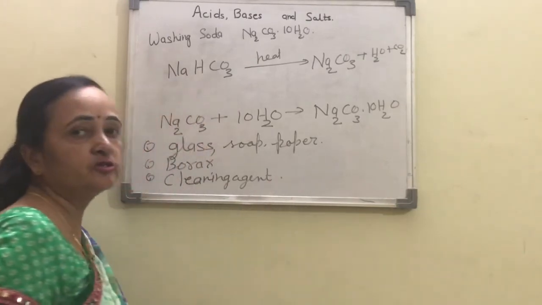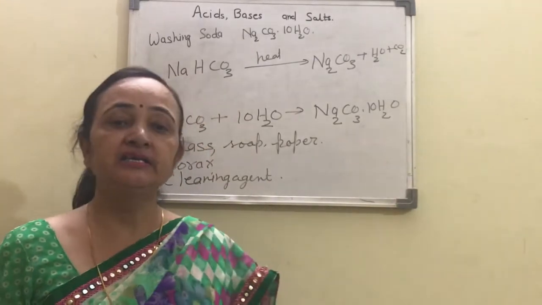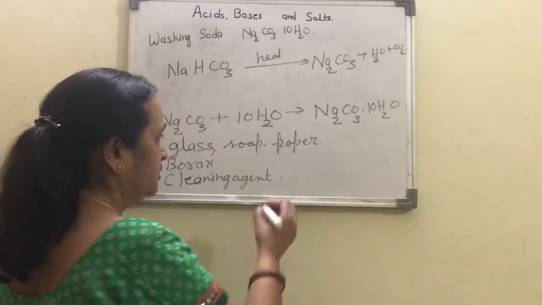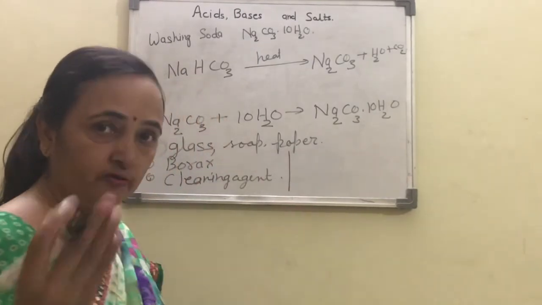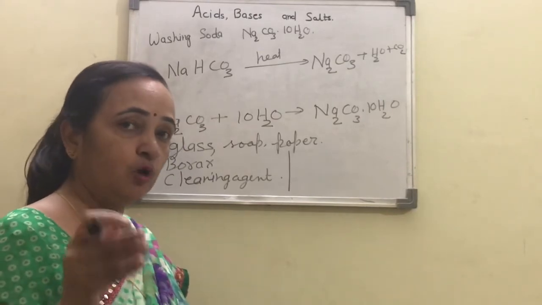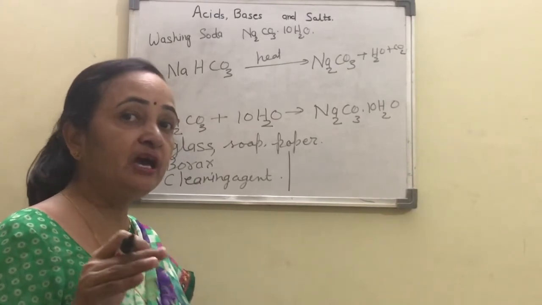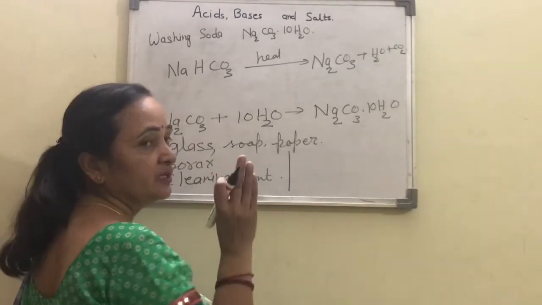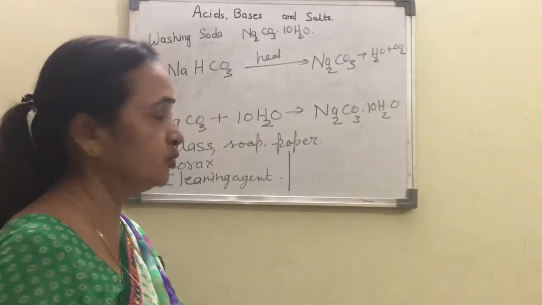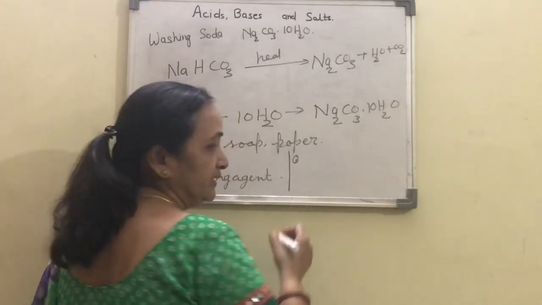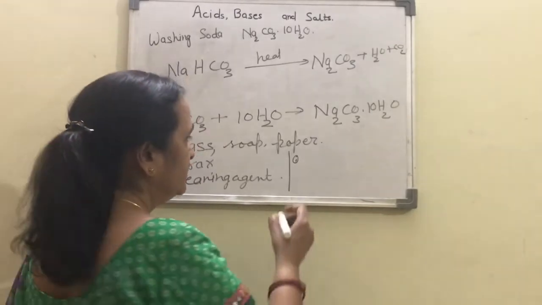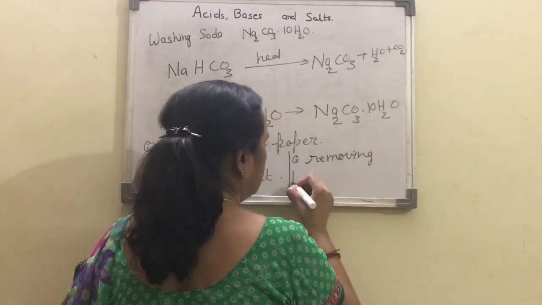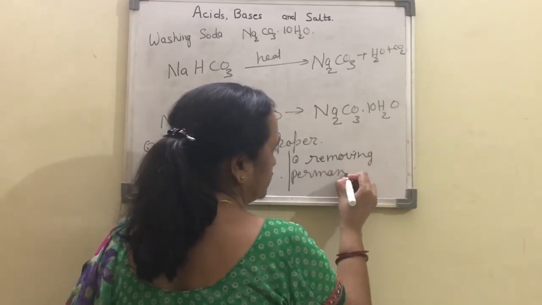Then the last use of sodium carbonate is that it is used in removing permanent hardness of water. You know how water can be soft water or hard water. So what happens if the water is hard and we have to remove the hardness of water? In that case we are using washing soda. So we can write like this: it is used for removing permanent hardness of water.